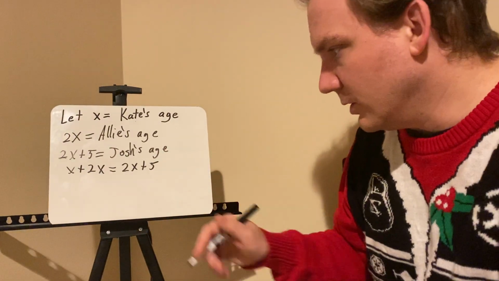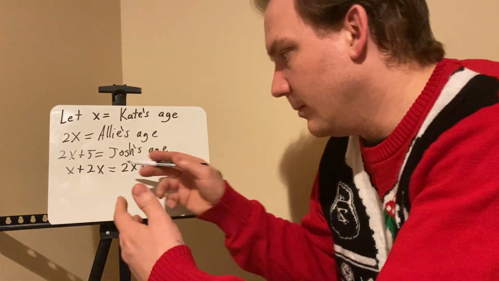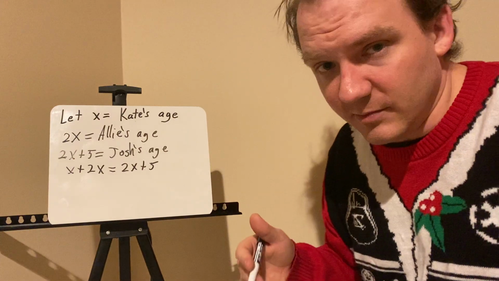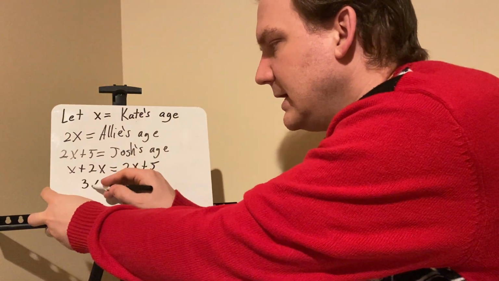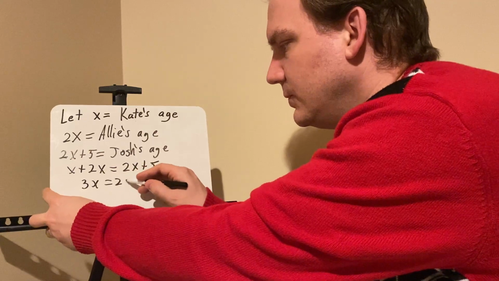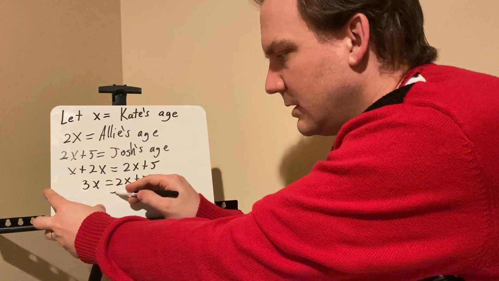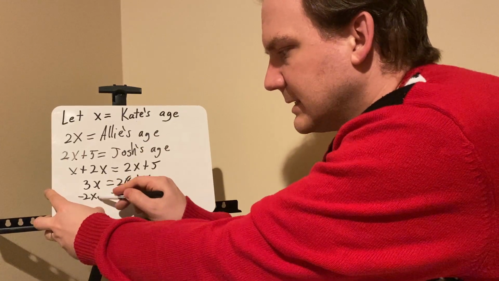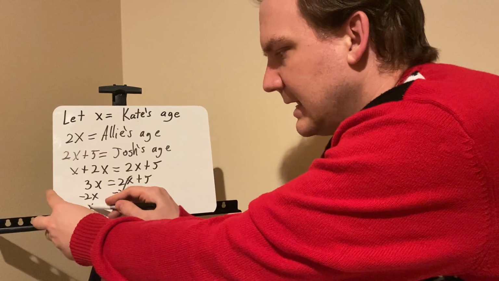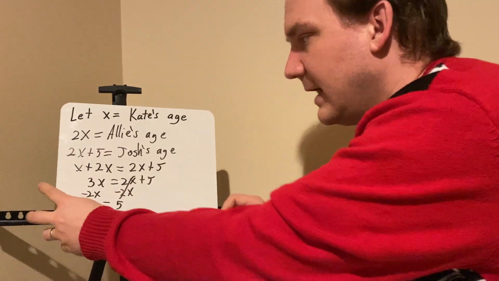Now it's starting to look like an equation that I can solve algebraically by combining like terms and isolating my variable. So x plus 2x is 3x equals 2x plus 5. Let's move our x over here. Minus 2x will cancel out. Minus 2x. This becomes x equals, and we just have 5 left, 5.